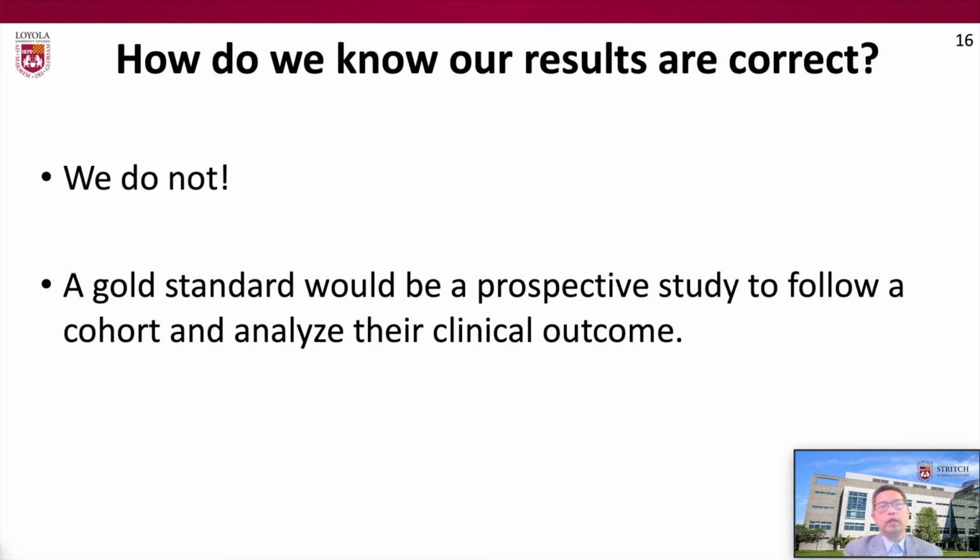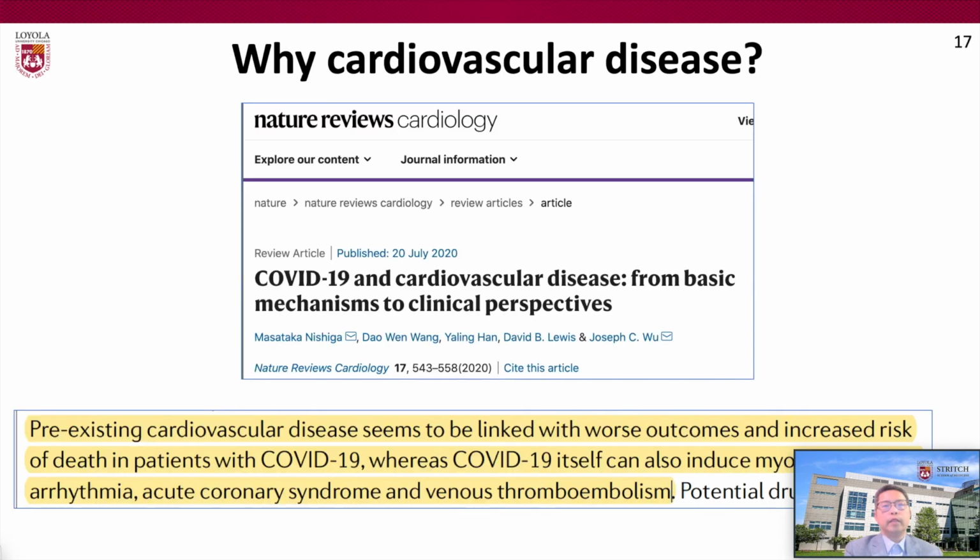So honestly, we don't know if our predictions are correct, because a gold standard would be a prospective study to follow a cohort and then analyze their clinical outcome, which we don't have. But there are reports indicating that pre-existing cardiovascular disease seems to be linked with the worst outcome for COVID patients. So at least our results do seem reasonable.